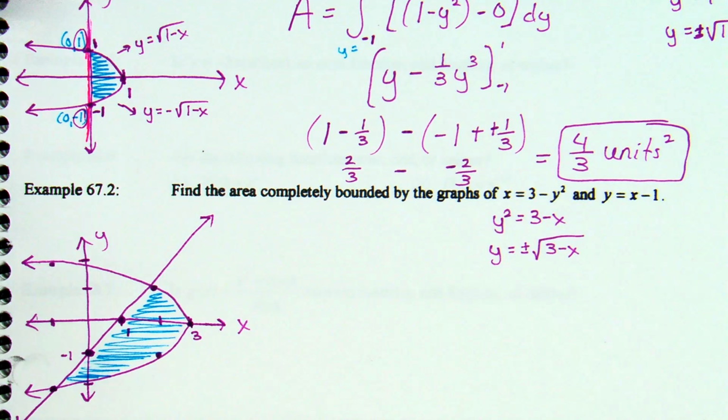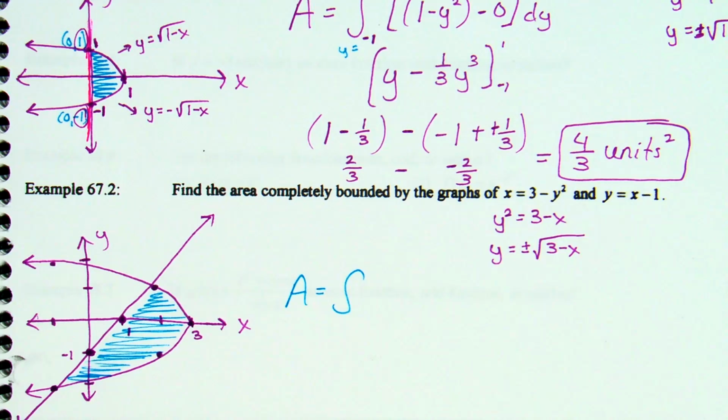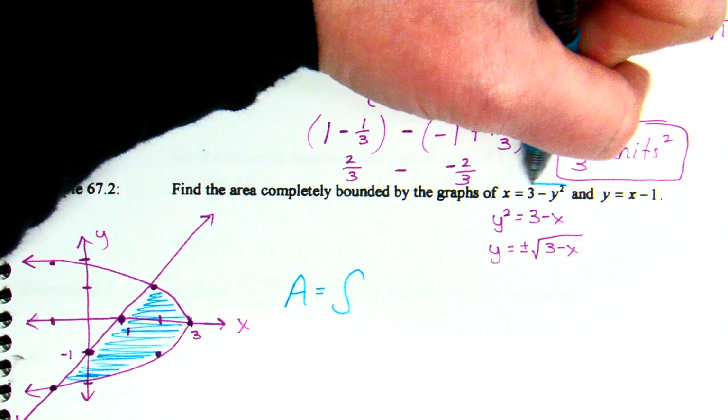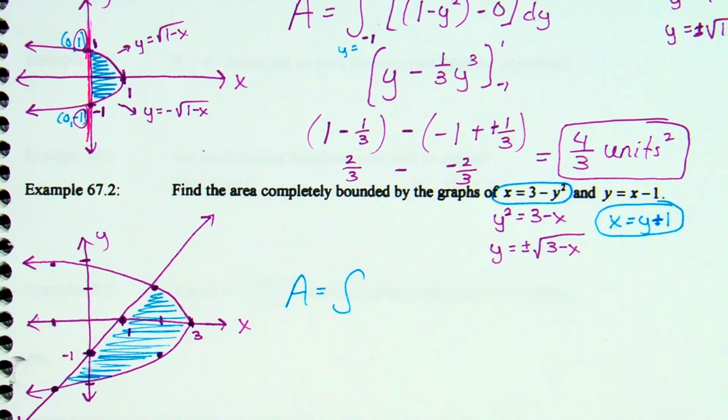Okay, so area is the integral. How am I going to set up my integral in terms of the equations? Oh, wait. We're not ready to set it up yet. There's no x equals. We have x equals 3 minus y squared. Is the other one x equals? To get x by itself, add 1. And so x equals y plus 1. Because remember, it's sideways, so we're working in terms of y.